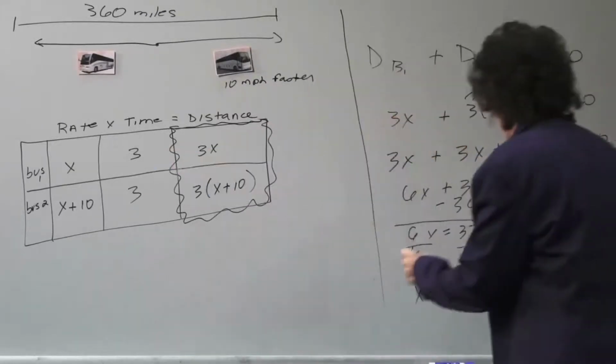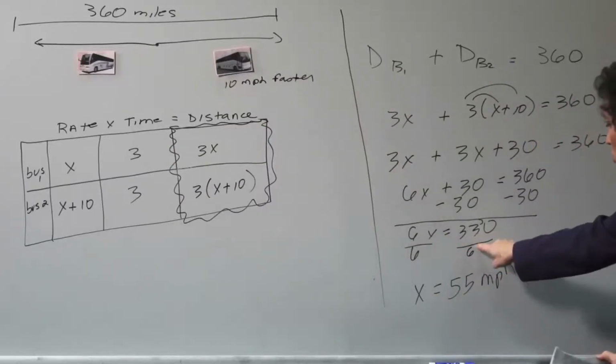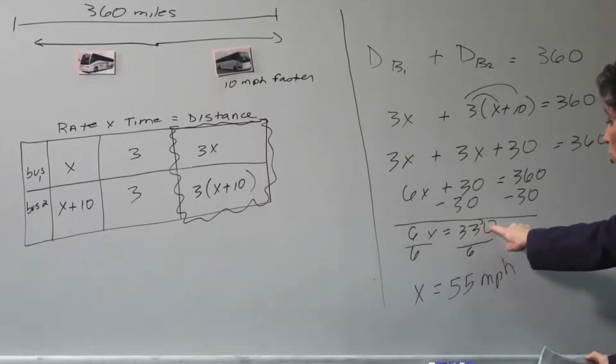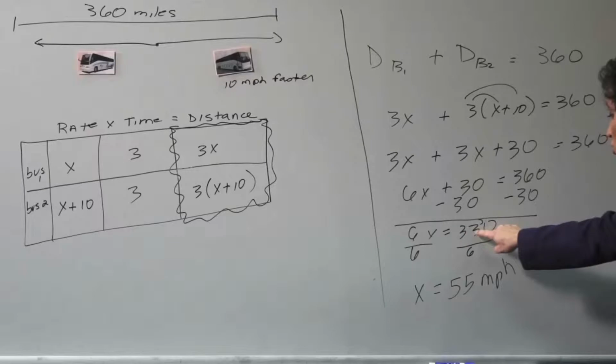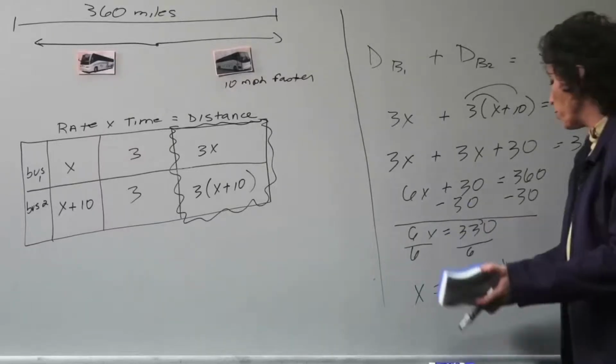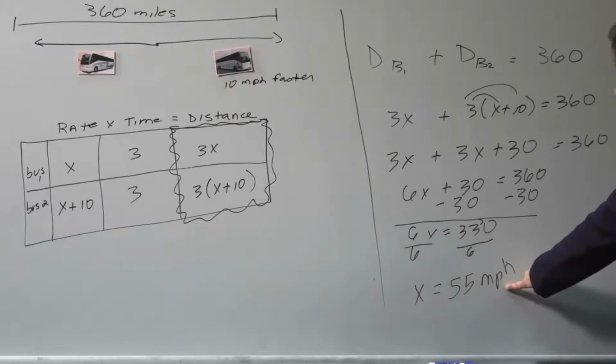Bus 1, x, miles per hour. By the way, I should have figured out that this was divisible. 330 was divisible by 6 because remember it's divisible by 2 because the last digit was even. It's also divisible by 3 because if I add the digits, it's 6, and so it's divisible by 3 and 2, so it must be divisible by 6. So bus 1 is going 55 miles per hour.